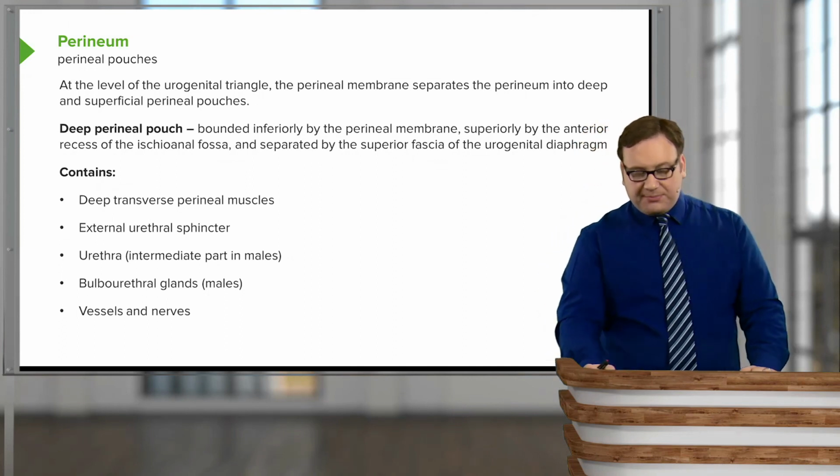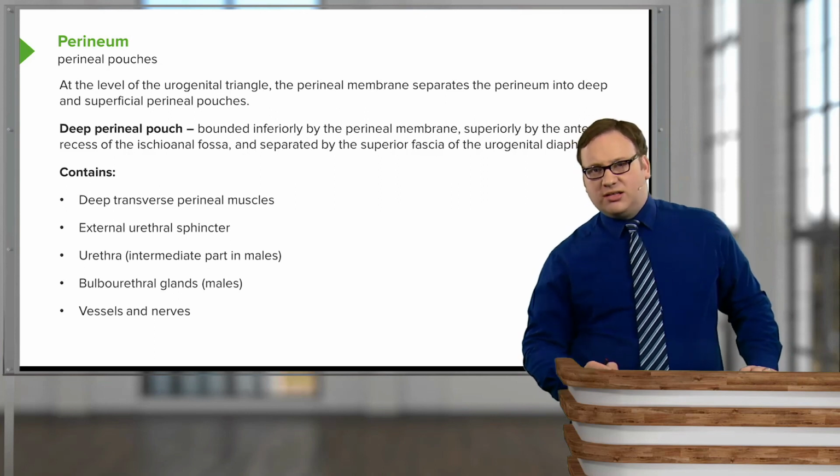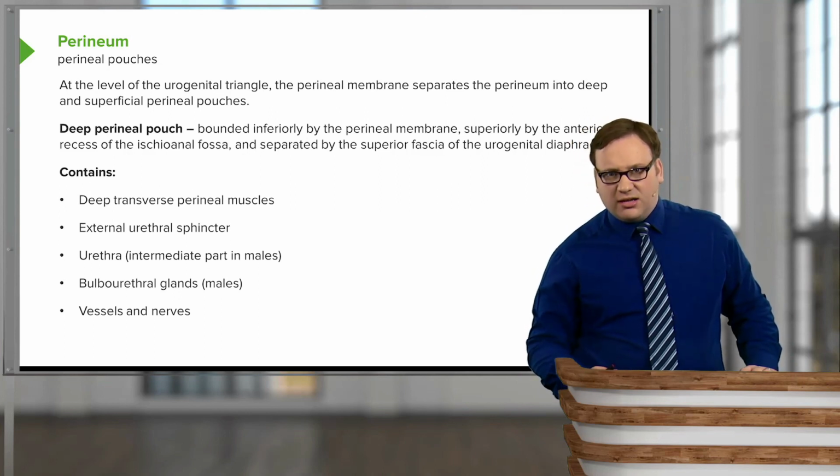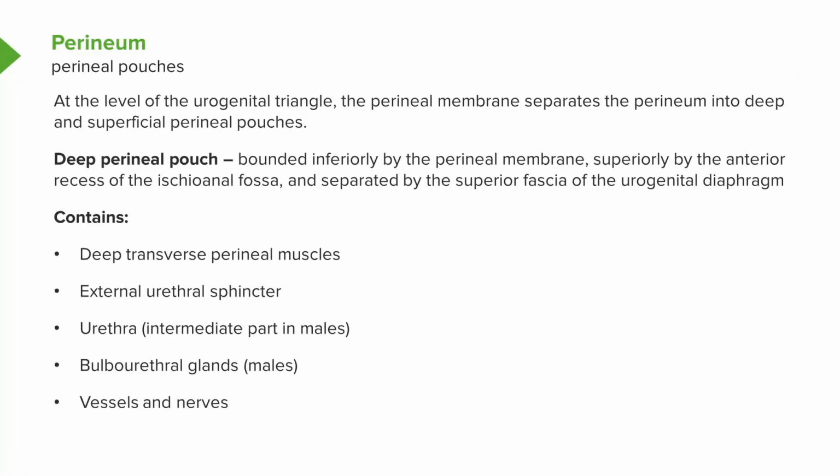It contains the deep transverse perineal muscles, contains the external urethral sphincter, contains the intermediate part of the urethra in the male. Also in the male, it contains the bulbourethral glands, and as we'll see, it contains some important blood vessels and nerves.